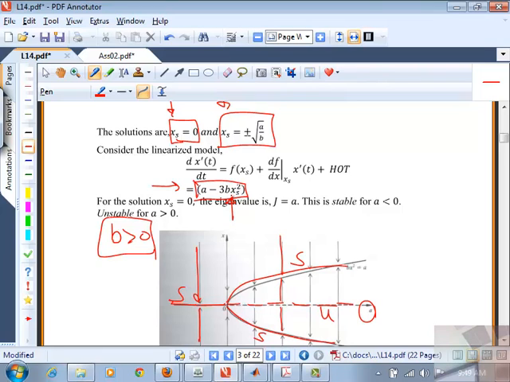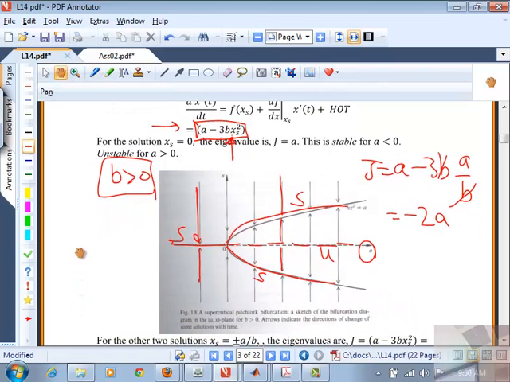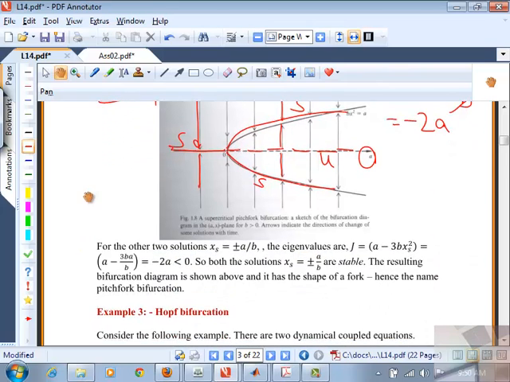So what do you get? So J you would get as equal to A minus 3B times XS squared, which is A over B. And B and B will cancel out, it will give you minus 2. And A is positive, right? And it is minus 2A, so those are going to be stable solutions. Any questions on that? We are still not flying, we're just taking off.